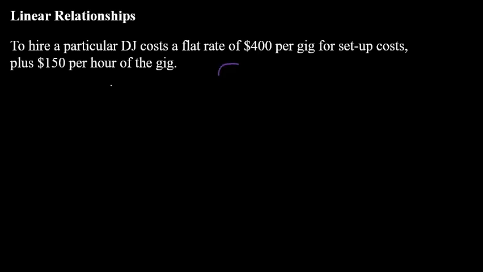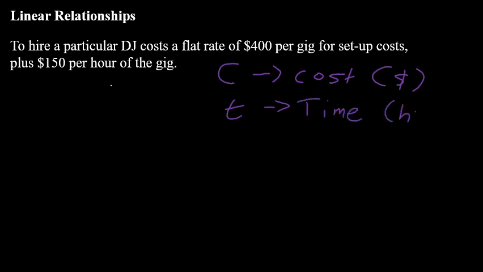I'm going to say that C is the cost of hiring the DJ, the total cost, and that'll be in dollars. And T is the total time that the gig goes for, and that would be in hours. Those are the two variables presented to me in the question, so I've assigned those to C and T. And now we can write an equation using those two variables.